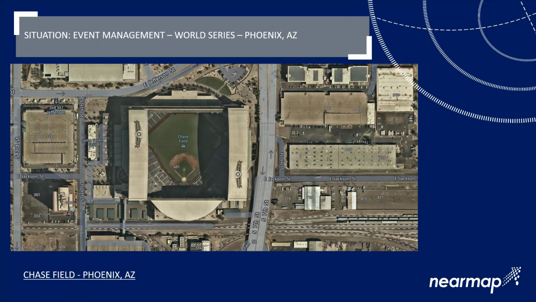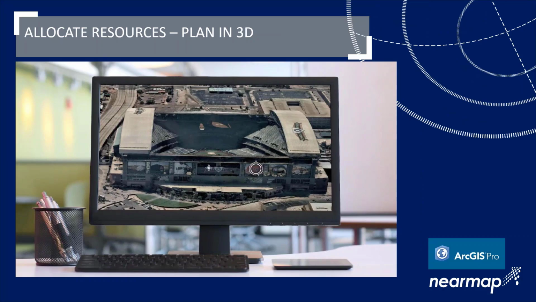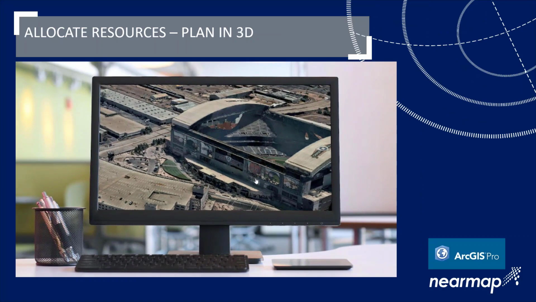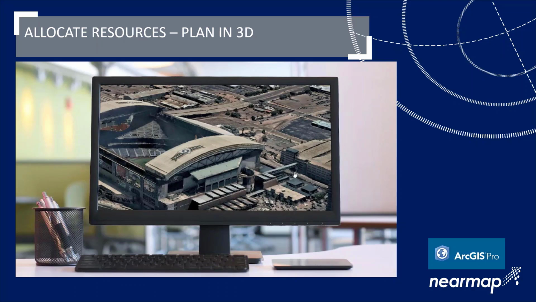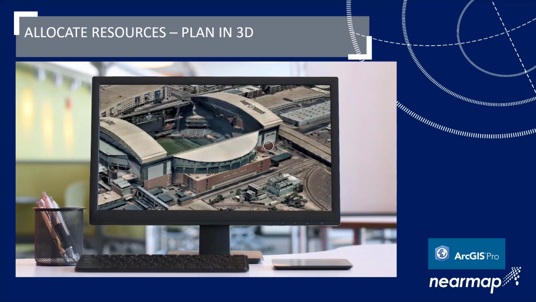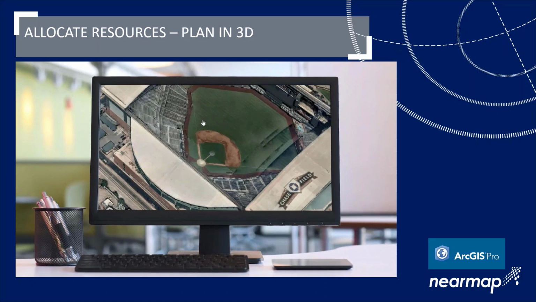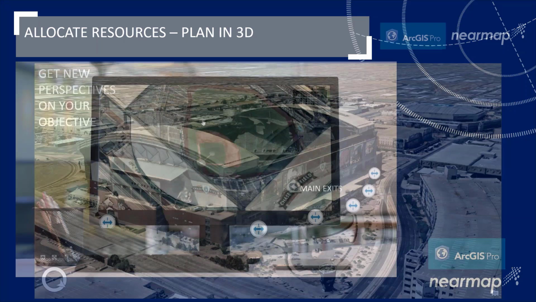So the situation of having the World Series at Chase Field, you're going to need to allocate a lot of resources for events as large as this. So what we've done here is exported a scene layer package and placed it in ArcGIS Pro. You can see the Chase Field and surrounding areas where we're going to need to allocate our resources can clearly be seen from this good vantage point and showcase to determine, all right, where do we need to plan and where do we need to prepare?